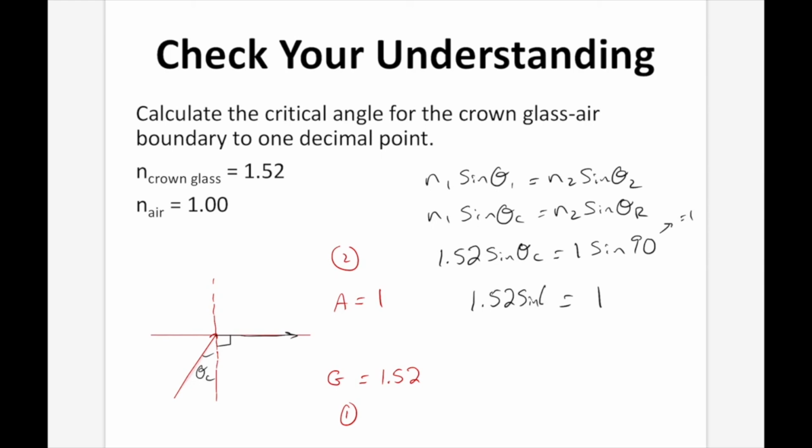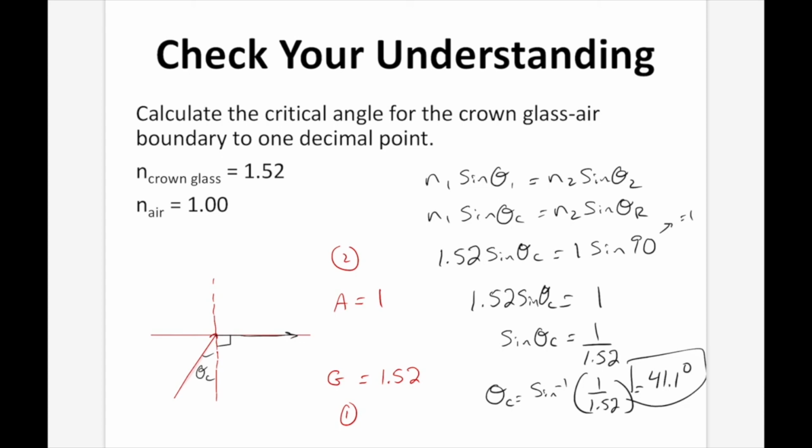1.52 sine angle critical equals 1. Now we're going to isolate sine angle critical by doing 1 divided by 1.52. And then we're going to find angle critical by taking the inverse sine of 1 divided by 1.52. To solve this with your calculator, you do inverse sine, bracket, 1 divided by 1.52, bracket, and to 1 decimal place, you get an answer of 41.1 degrees. And that's our final answer. So to create an angle of refraction of 90 degrees, we need to have an angle of incidence of 41.1 degrees. That is our critical angle.